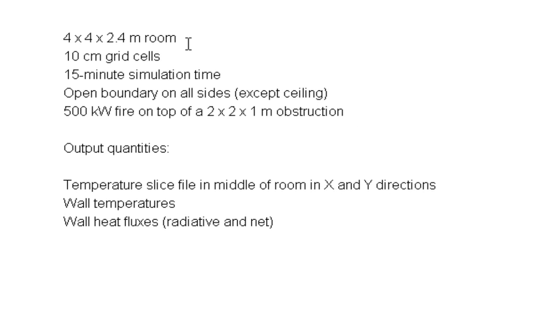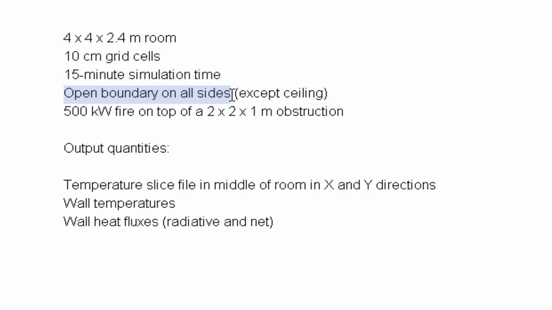First, I've created a basic specifications document. Let's give it an overview of what I want to build in my model. I'd like to have a 4x4 by 2.4 meter room. Those are the dimensions for the domain that I'm going to use. I'd like to have 10 centimeter grid cells, uniform on each side, and I'd like to have it run for 15 minutes of simulation time. I'd like to have open boundaries on all sides, except for the ceiling.